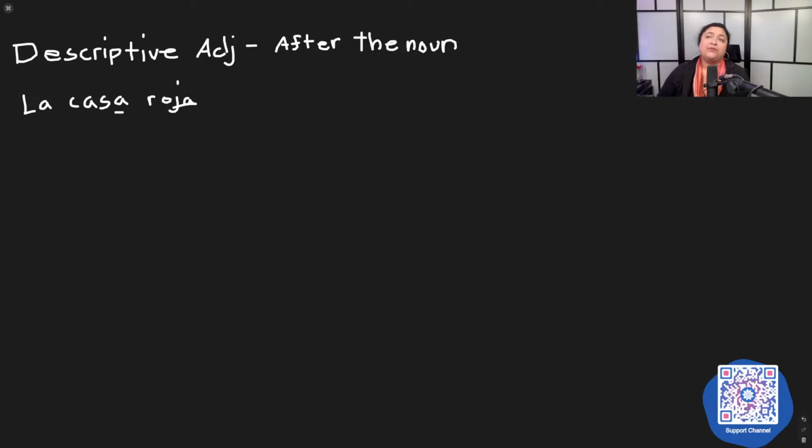So if the adjective ends with an O, it's going to be masculine, and if we change it to an A, then it's going to be feminine. So la casa roja. But let's say I was talking about a book. So here we have el libro. So if I want to say the red book, sería el libro rojo.